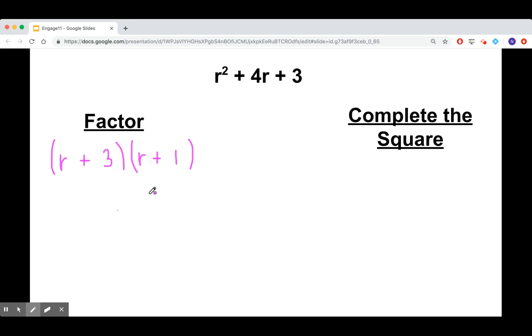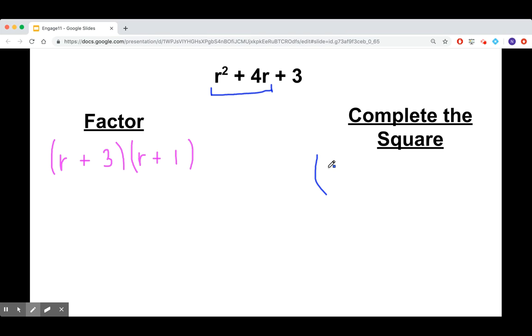This should be pretty simple for you guys, and if you wanted to check my work by factoring it out, you would get right back to a standard form of r squared plus 4r plus 3. Now, the second way that we could rewrite this expression is by completing the square. And hopefully you recall from Wednesday that when we start completing the square, we want to focus on our a term and our b term.